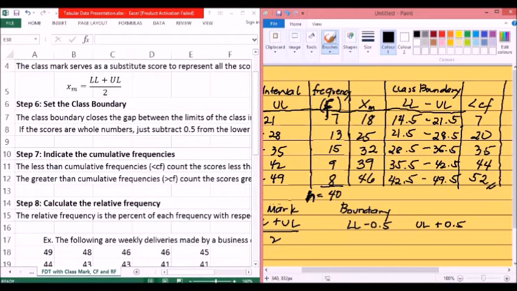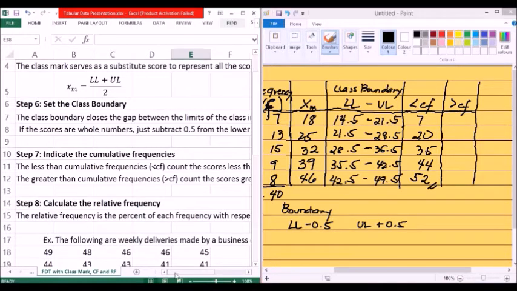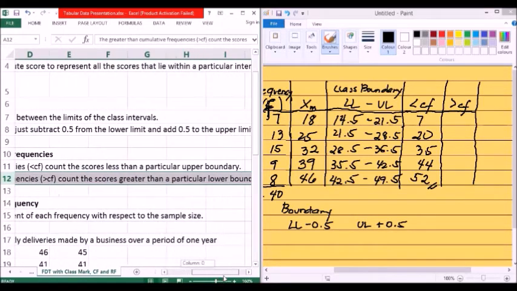Then, pag naman greater than cumulative frequency, so, na-move tayo ulit dito. Greater than cumulative frequency. So, ang tanong naman, counts the score. So, ibalik natin dito. Ayan, counts the scores greater than a particular lower boundary.